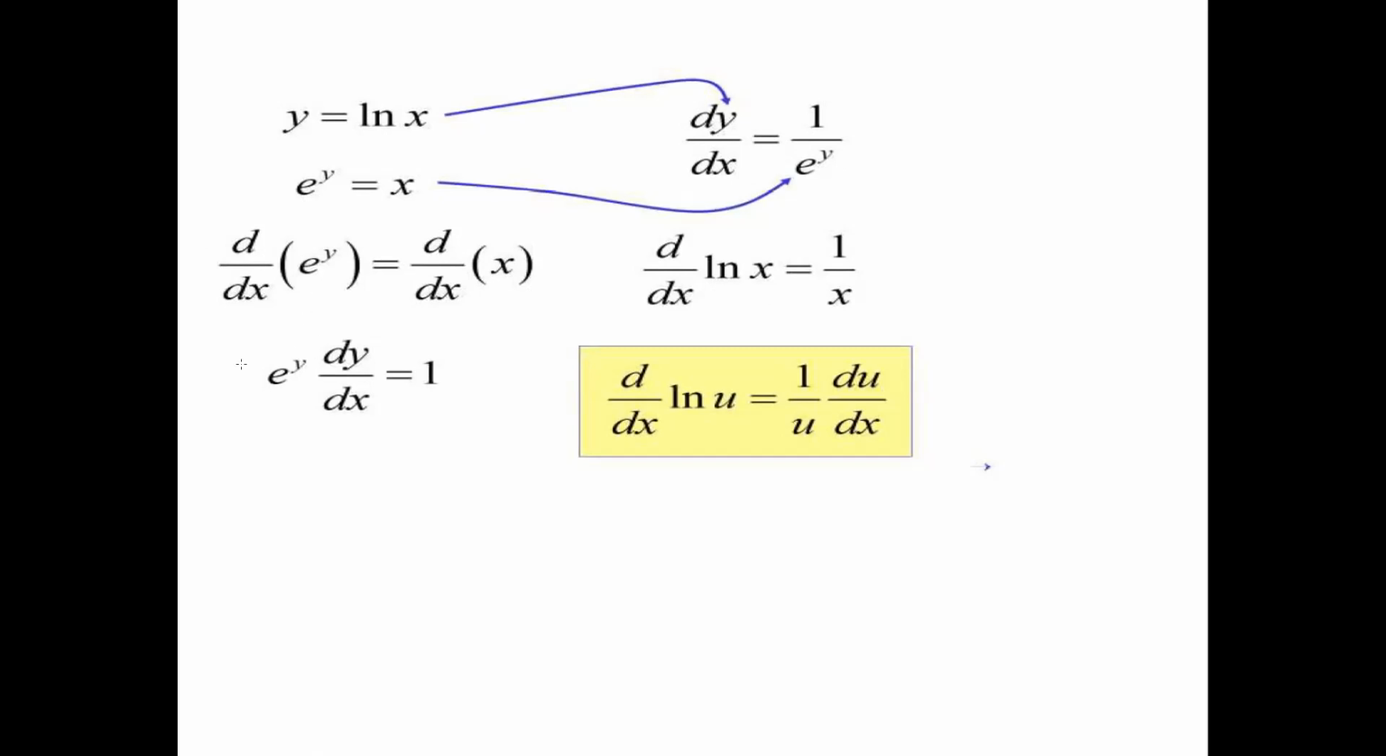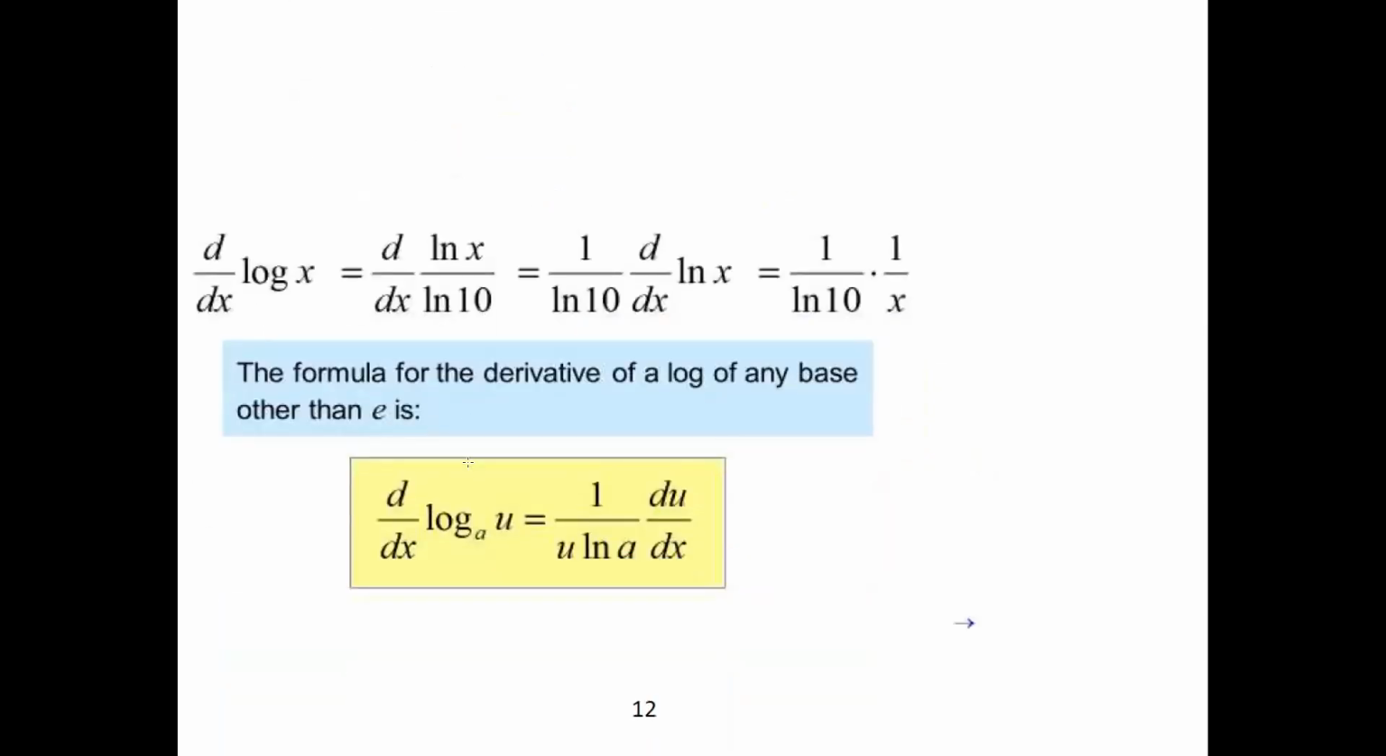So e to the power y will come out basically, since the derivative of e to the power y is e to the power y itself. So e to the power y into dy dx, that is equal to 1. So e to the power y and dy dx equal to log of u into 1 by u into du dx. Okay, so this is the ultimate formula. This is how we have to do all these formulas.